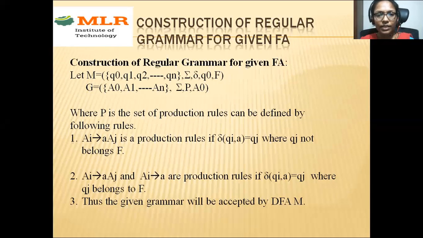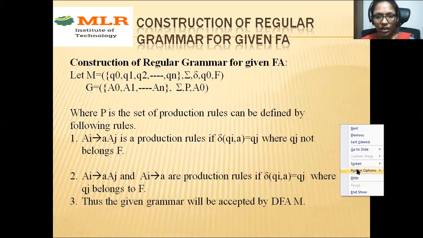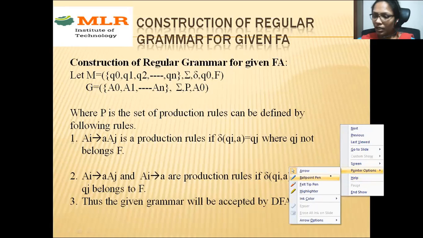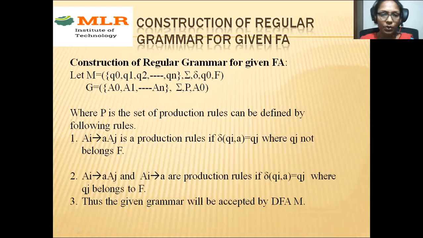So first consider M is equal to, they have given some finite automata. Already we know the finite automata can be represented using 5-tuple notation. So the first one is the set of states, that is Q, which we are representing using different states Q0, Q1, Q2 and so on, Qn. So these are the states, and this is sigma, the input, delta the transition function, Q0 is the initial state, and F is the final state.